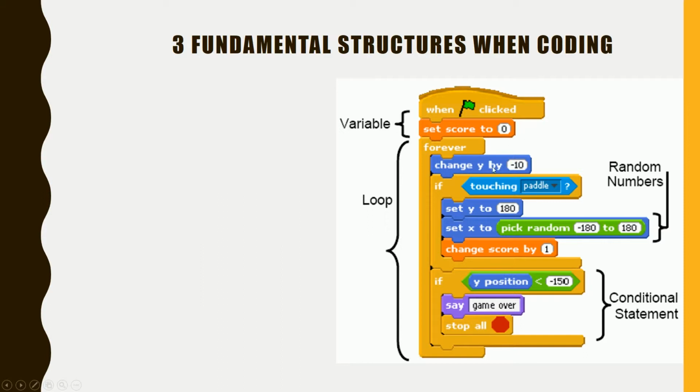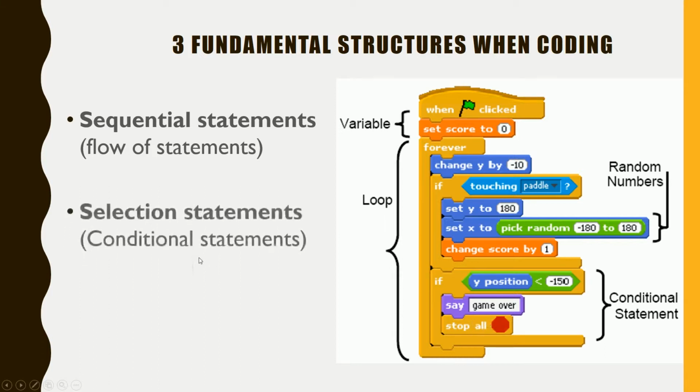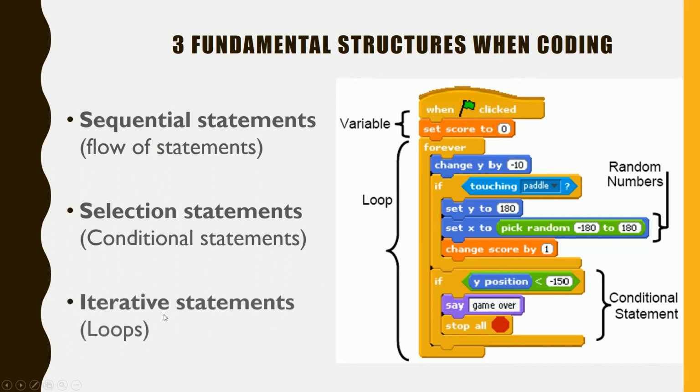The 3 fundamental structures inside of here start with the sequential statement, or the flow of statements. So which way did this go? You should be understanding now that the forever loop will go on forever, and it's basically checking this. If this happens, it will execute this bit of code. If this happens, it will execute this bit of code and then loop back in. This bit of code will always be executed because it is within the forever, until that stop all has been activated. A selection statement is the conditional statement, so the if here, and you might have also seen the if-then-else statements. And then the iterative statements are the loops, so things that make it go on and on and on forever.